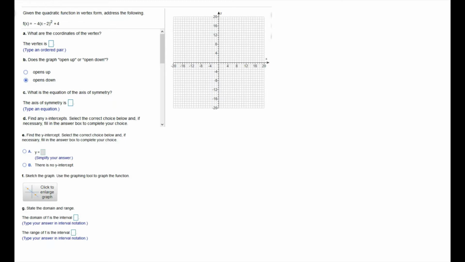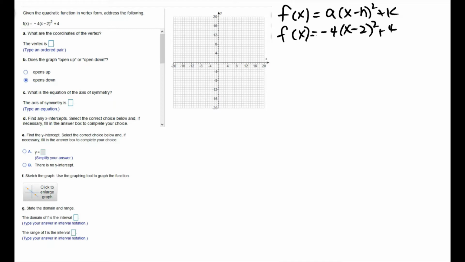So as the directions mentioned, this is a function in vertex form, and vertex form is f of x equals a times x minus h squared plus k. Our function is written in that exact form, -4 times x minus 2 squared plus 4. So the important thing to memorize about this is that the h and the k stand for the vertex. So we really don't have to do any calculation to figure out the vertex.